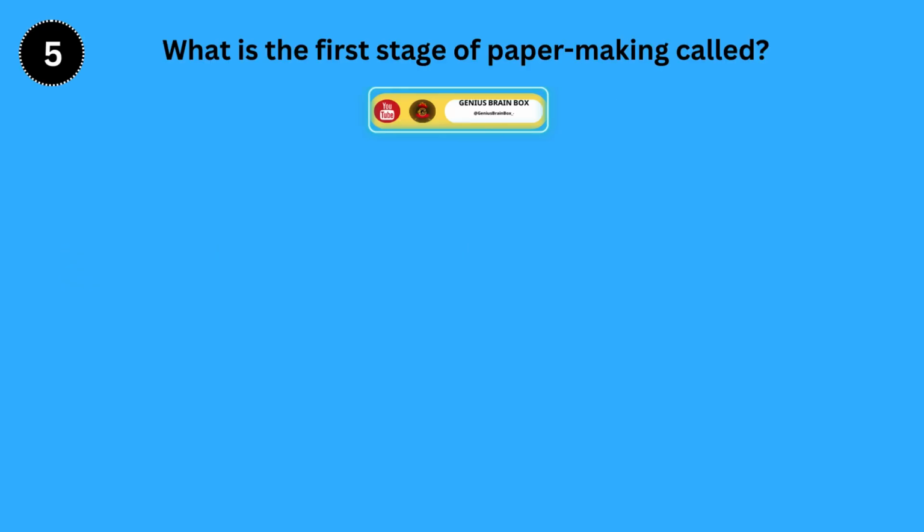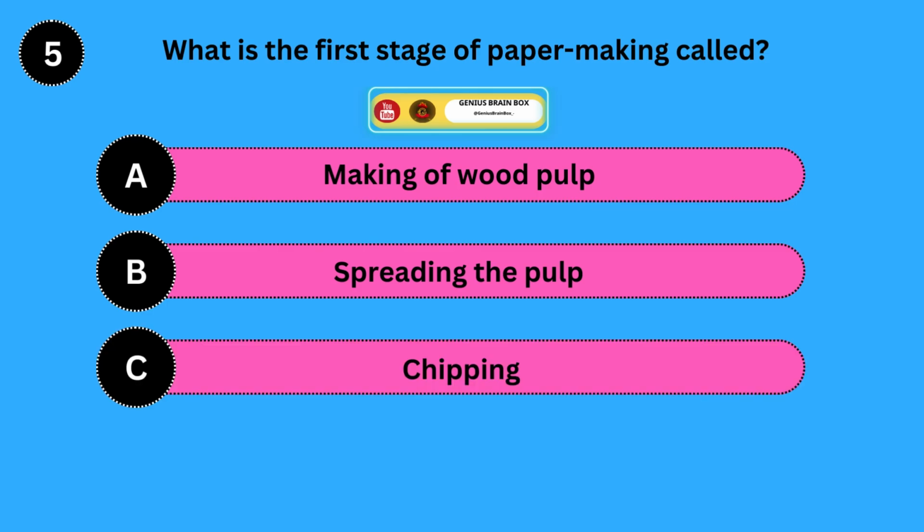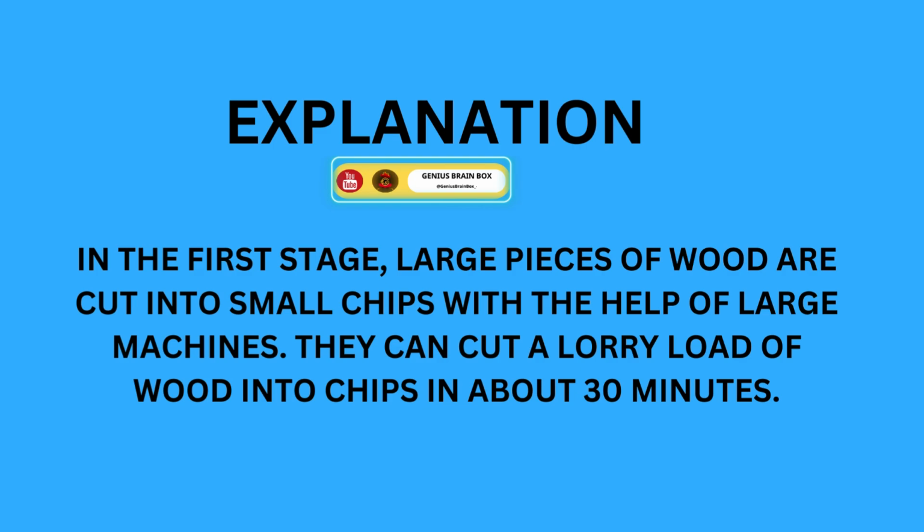What is the first stage of paper making called? Option A. Making of wood pulp. Option B. Spreading the pulp. Option C. Chipping. Correct answer is... Explanation. In the first stage, large pieces of wood are cut into small chips with the help of large machines. They can cut a lorry load of wood into chips in about 30 minutes.